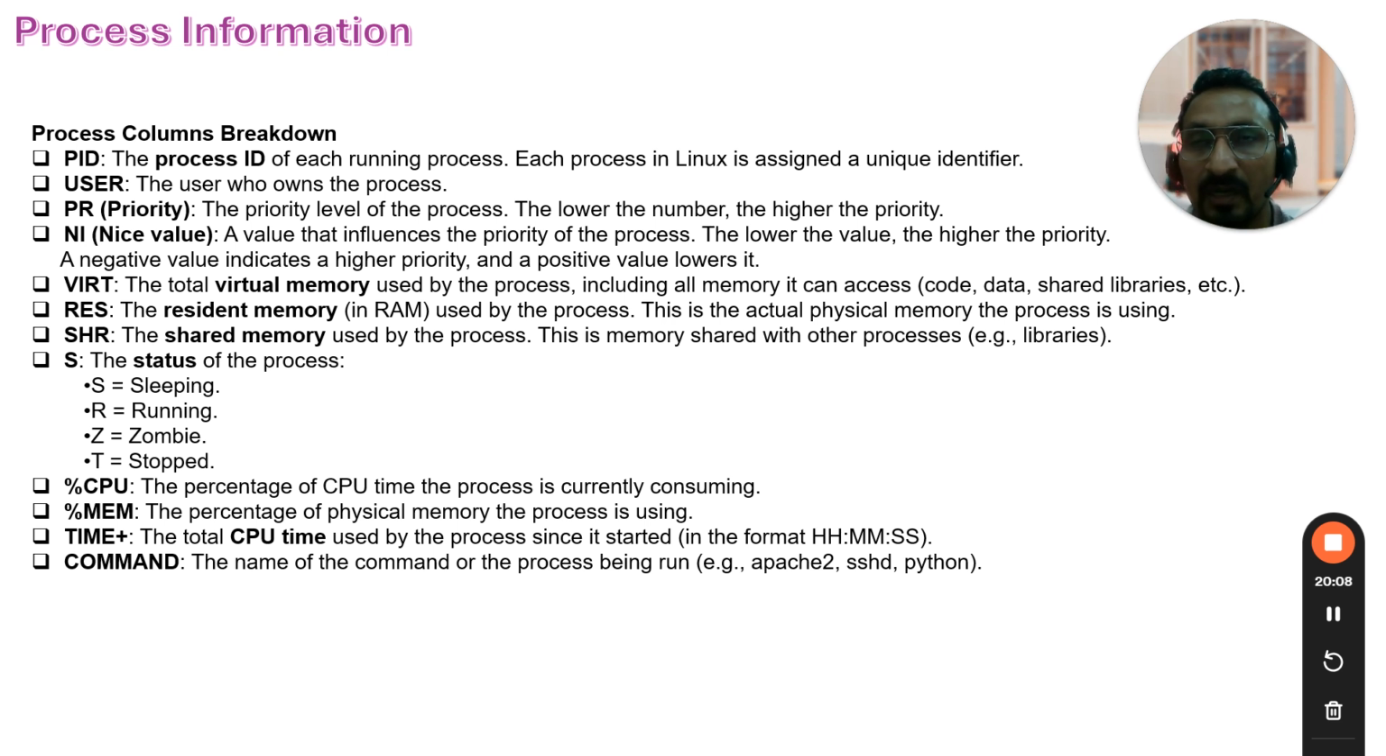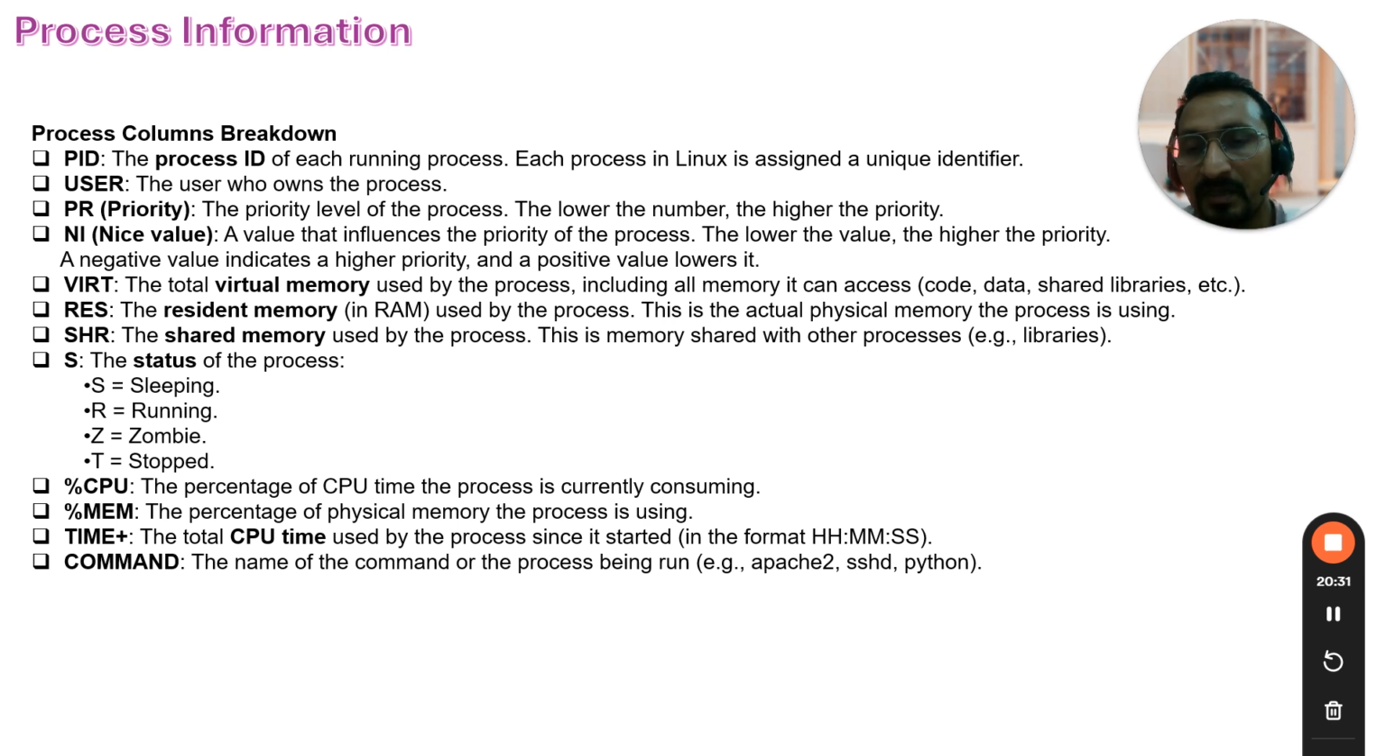Shared memory: sometimes what happens is, suppose you have Java processes, right? Java processes have some libraries. They use the Linux libraries, or they have some libraries. So all the Java processes share the same libraries, right? This amount of memory indicates how much shared memory space that particular process is using.